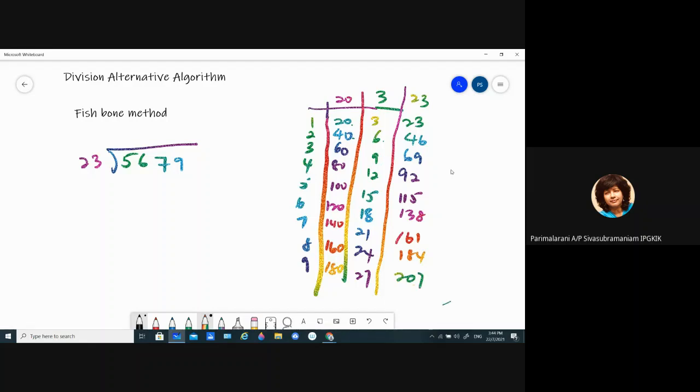This is the fishbone. I think they can build it quite fast if they are good in their multiplication, because this is multiples of 10. This is single digit, and this one they just add together.